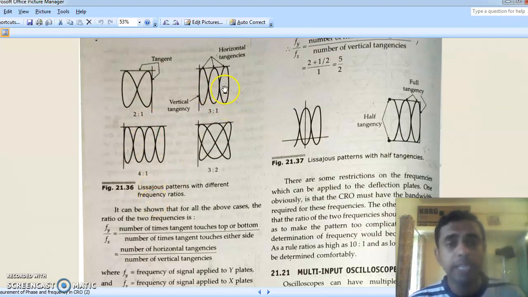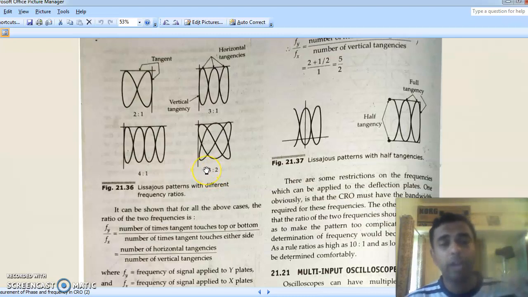Likewise, take the case. Here, if you draw horizontal tangents, you can see that there are 3 horizontal tangencies, that is 3 intersections. And if I draw the vertical tangent, then there is only one tangency, that is one intersection. If I draw a vertical tangent here also, that is not going to make any change. So the ratio will be 3:1. Likewise, this is 4:1.